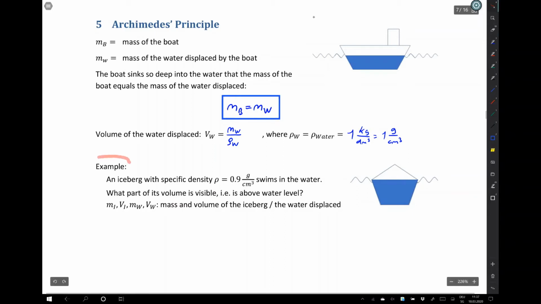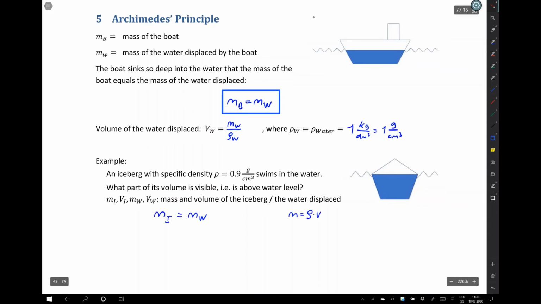Try to solve on your own this example, which is about finding what part of an iceberg is actually visible, what part is above the water, and hence what part is below the water. Stop the film now.